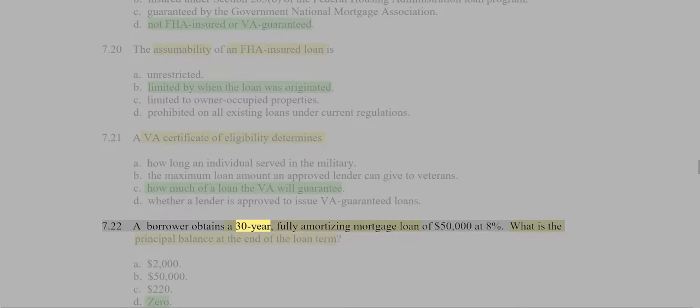7.22 A borrower obtains a 30-year, fully amortizing mortgage loan of $50,000 at 8%. What is the principal balance at the end of the loan term? A. $2,000. B. $50,000. C. $220. D. 0.